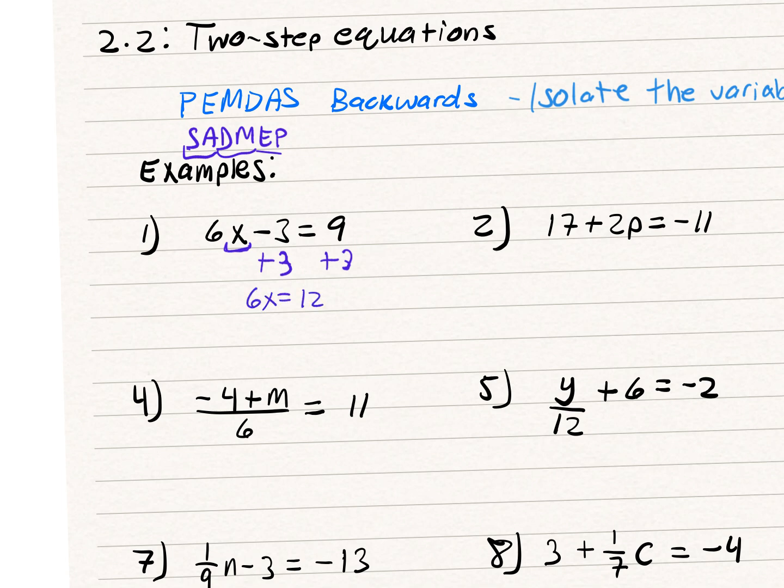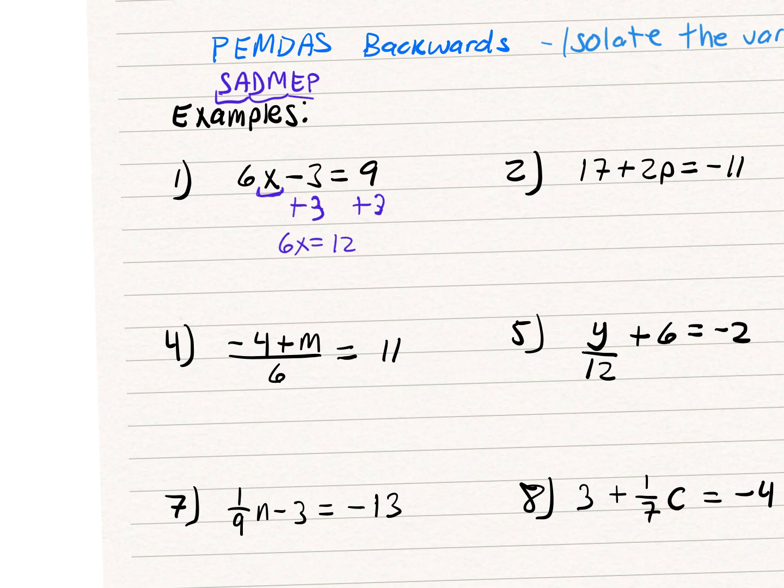And that was our first step, and our second step has to be any multiplication and division. So 6 times x, opposite of multiplying by 6 is dividing by 6. So we get x equals 12 divided by 6, which is 2.